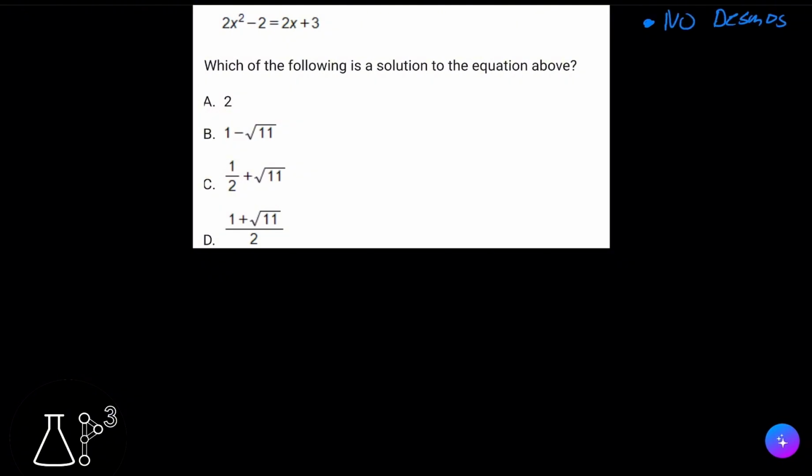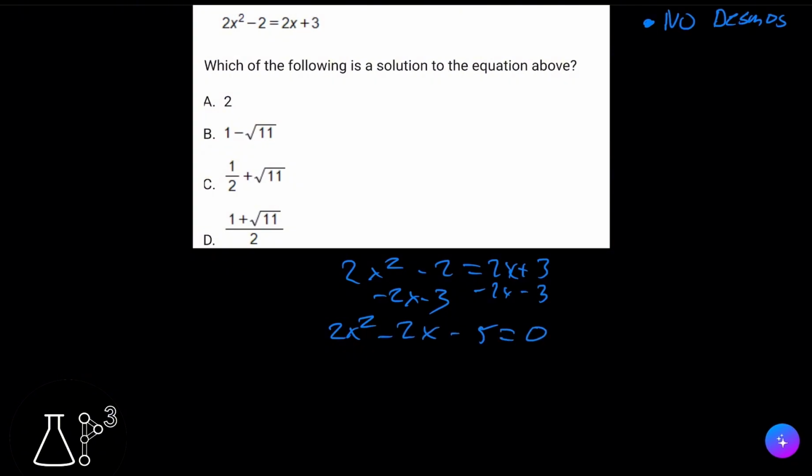So I'm given 2x squared minus 2x equals 2x plus 3. Which of the following is a solution to the equation above? Sounds like a tongue twister, honestly. So let's move everything to the left side so we have a quadratic equation, so we can use the quadratic formula to look for our x solution. If I subtract 2x and 3 on both sides, I'm going to get 2x squared minus 2x minus 5, which equals 0.